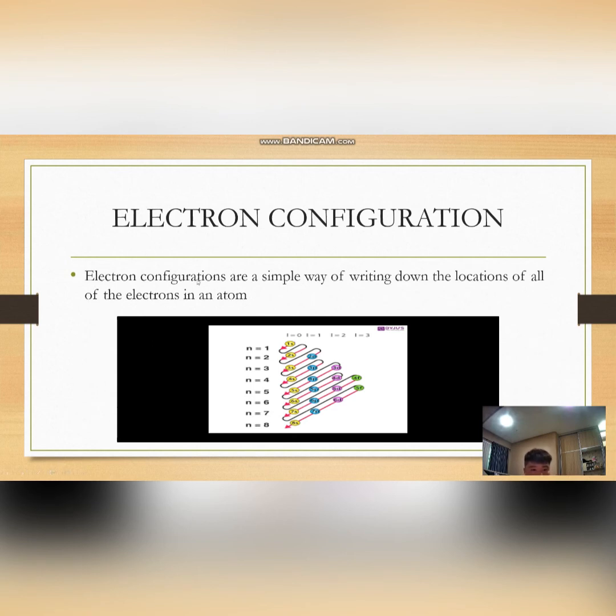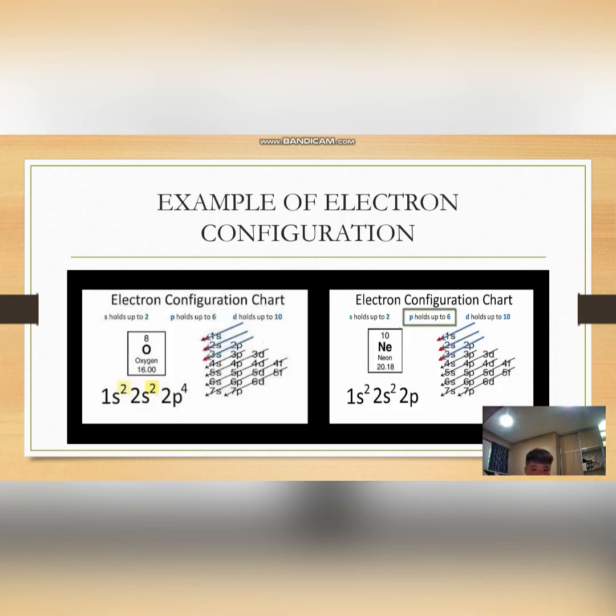Electron configuration is a simple way of writing down the location of all electrons in an atom. These are the examples in photos. In oxygen, the electron configuration is 1s2, 2s2, 2p4. And the electron configuration for neon is 1s2, 2s2, and 2p6.